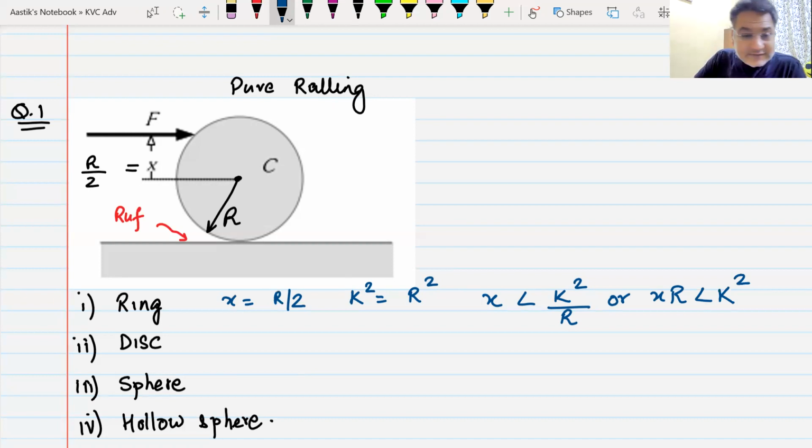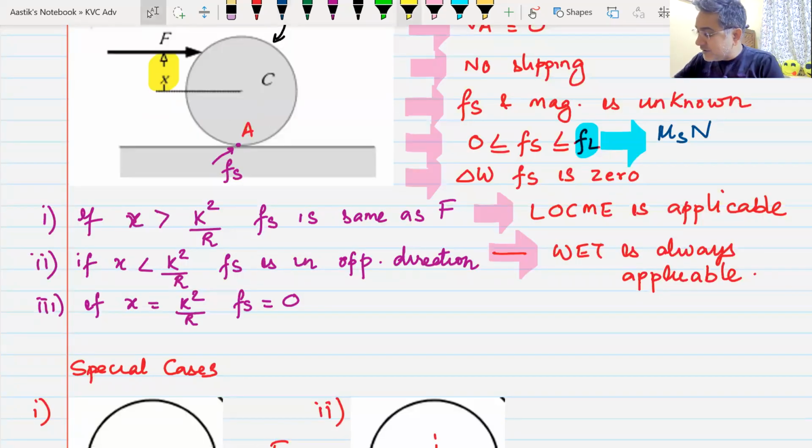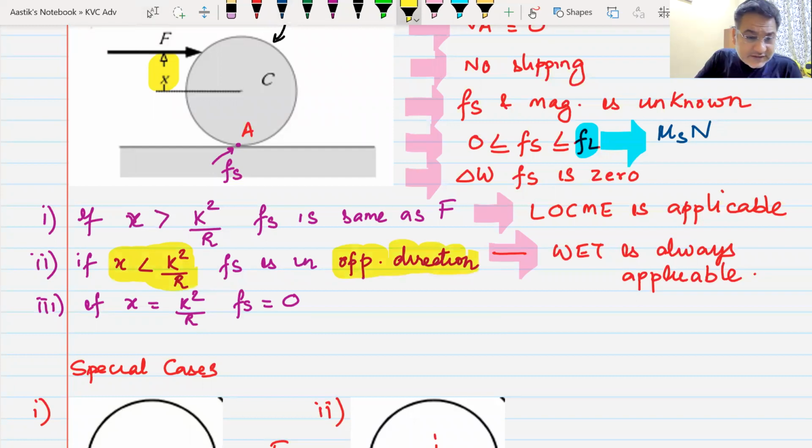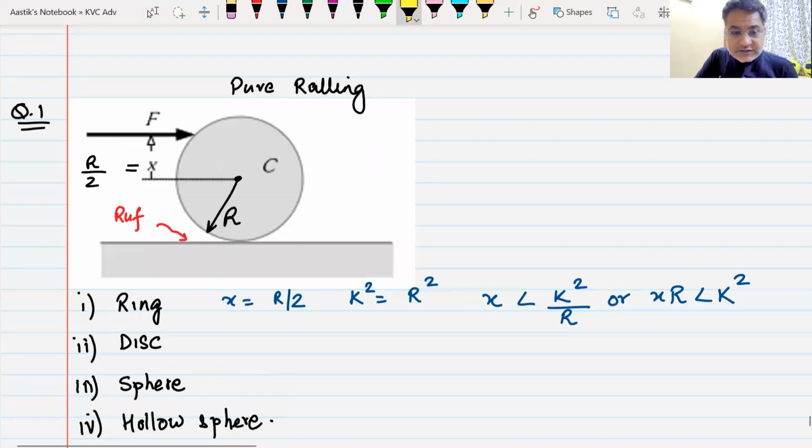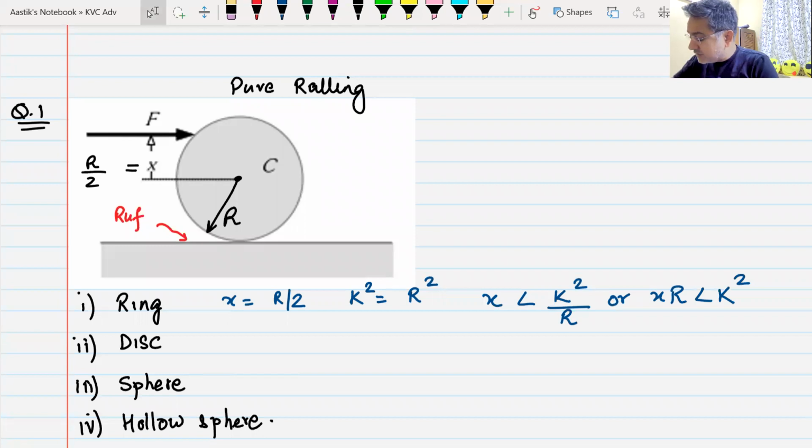x is less than k square by r. You go back and you see x is less than k square by r, so this yellow condition is fulfilled. So friction has to be in the opposite direction. Well done. That tells me that we can understand the direction of friction here. The direction of friction in this case is going to be backwards. Well done. Now, let us go for the disk.